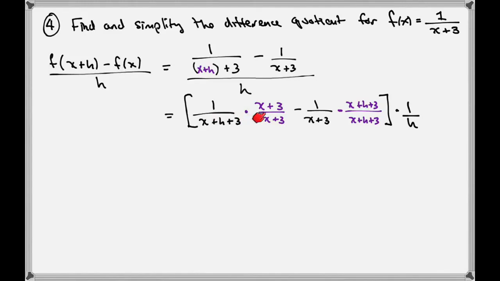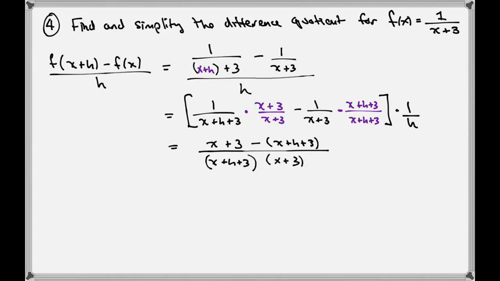I can now multiply and do subtraction here. So 1 times x plus 3 gets me x plus 3. And then minus 1 times that gets me the numerator. All of that is over the common denominator, x plus h plus 3. That's one of the factors times x plus 3. And I'm just going to leave that completely factored like that. There's really no reason to multiply that stuff out. All of that's still being multiplied by 1 over h.